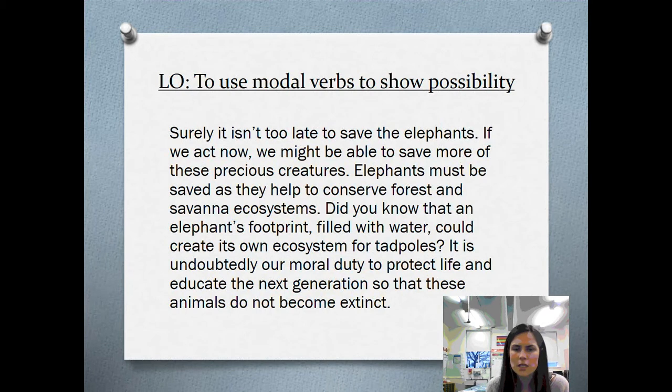Now I haven't gone into much detail about the ivory, and I haven't gone into their habitat. So there's lots of things that you can go off with. I know there'll be lots of different paragraphs. Yours doesn't need to be anything like mine, but the real success criteria today to know how well you've done in today's lesson is to use your modal verbs. How many different modal verbs can you include in your paragraph?